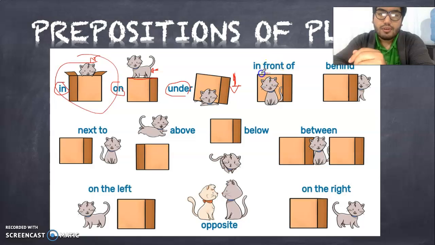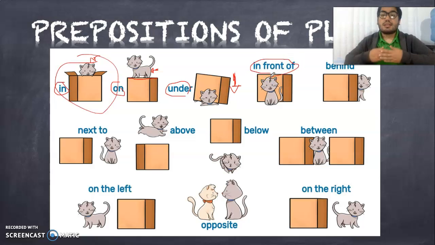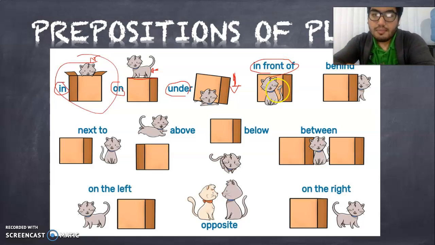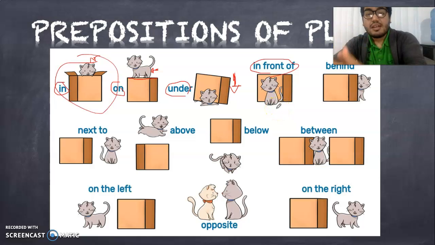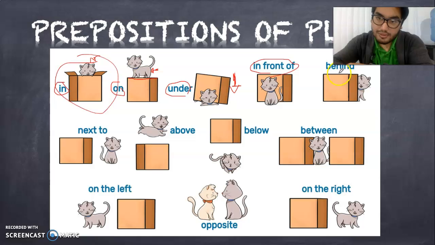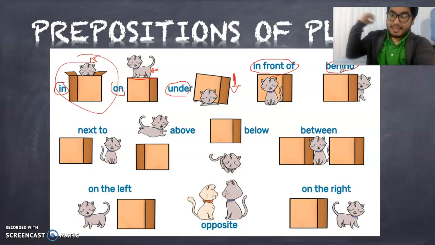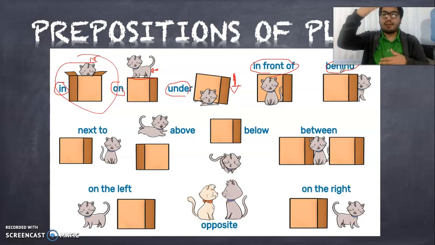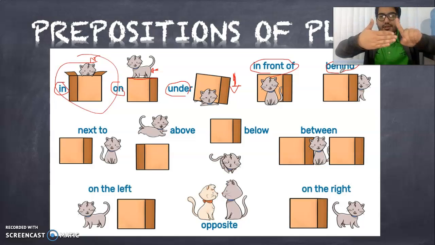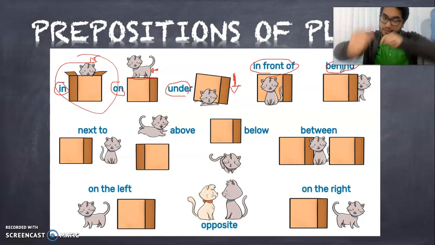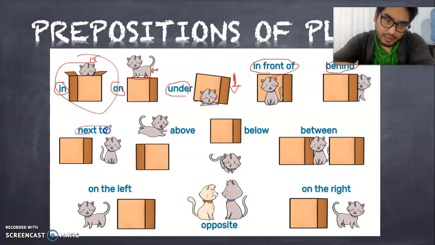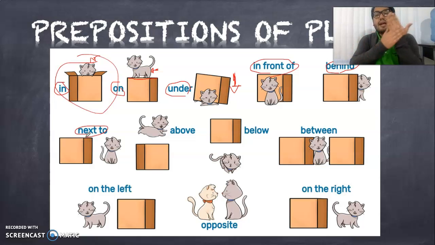We also have in front of, meaning that it's in front. Like we have the box here and here's the cat, meaning that we can ask, where is the cat? And we will say the cat is in front of the box. We also have behind, that is in the back. We have the box and here's the cat, and he's behind the box. Next to, we have the cat here, and next to it we have the box.